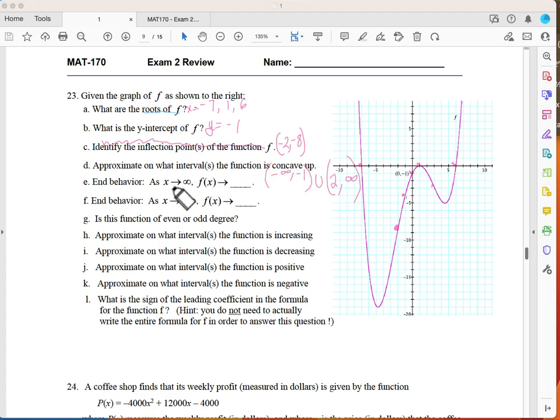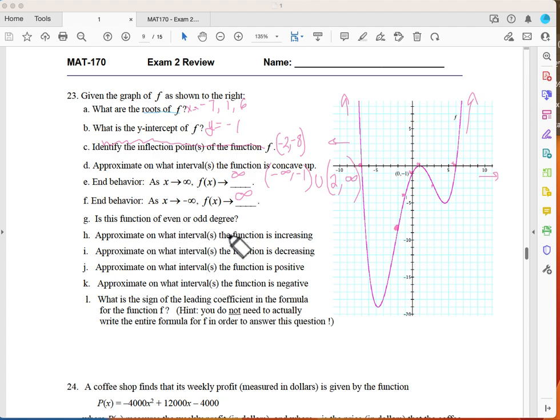The end behavior, as x goes to infinity, what's happening? Here's x going to infinity. What's happening to y? It is also going to infinity. The end behavior as x goes to negative infinity. That's this direction. And what's happening to y? It's also going to positive infinity.